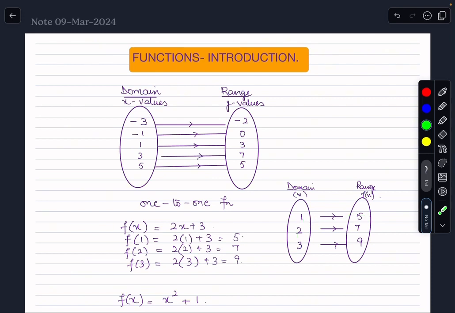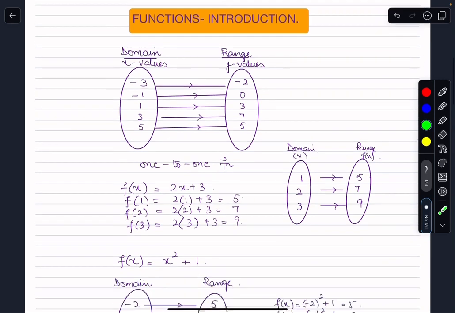9. So I can say that 1 is mapping onto 5, 2 is mapping onto 7, and 3 is mapping onto 9. So this is called a one-to-one function. Every unique value is possible, and we call it a one-to-one function here.